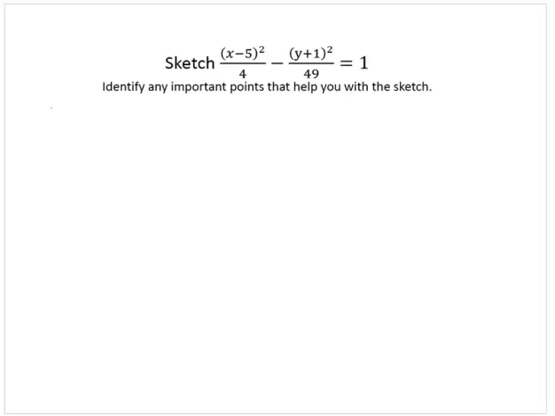Sketch: (x minus 5) squared over 4 minus (y plus 1) squared over 49 equals 1. I recognize this as the equation of a hyperbola. The thing that keys that knowledge is that there's a subtraction between the squared x quantity and the squared y quantity. Since the squared x quantity has the positive coefficient, I know that this will have a horizontal transverse axis.